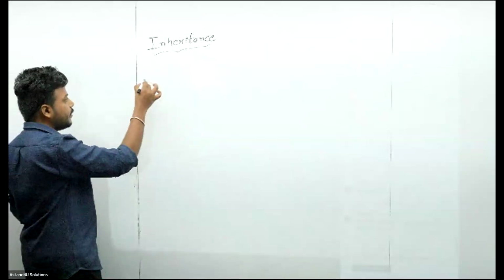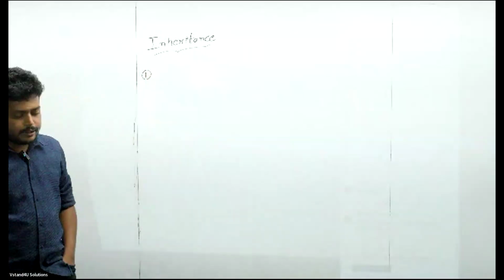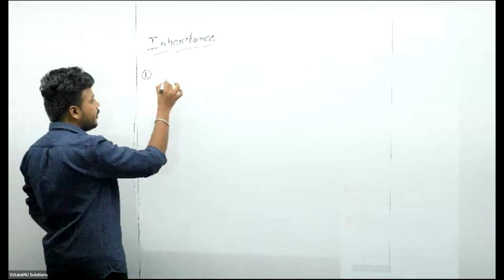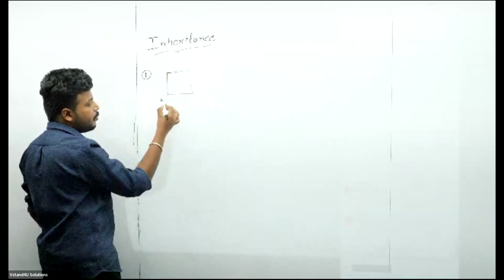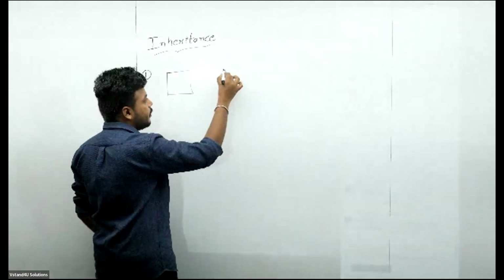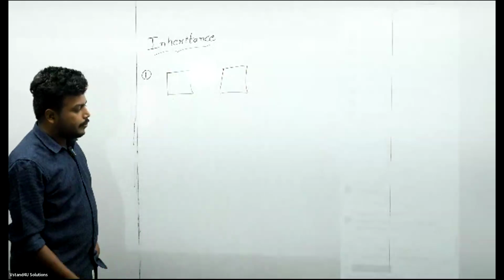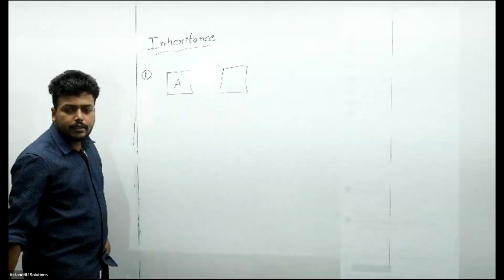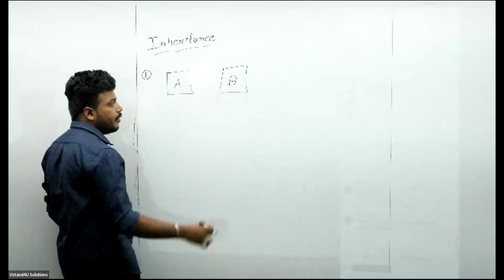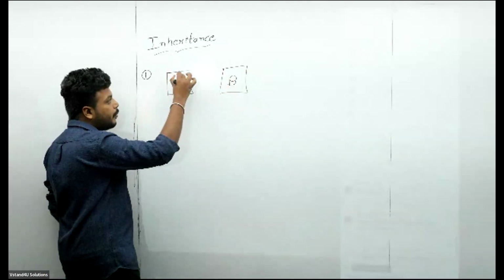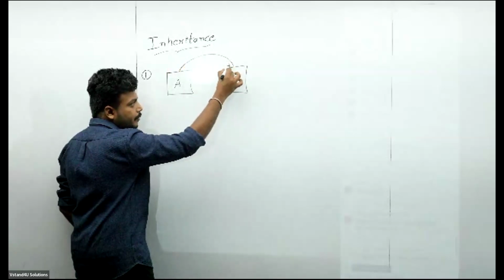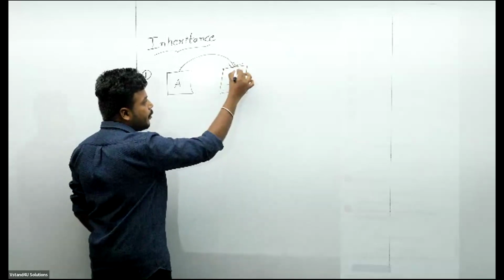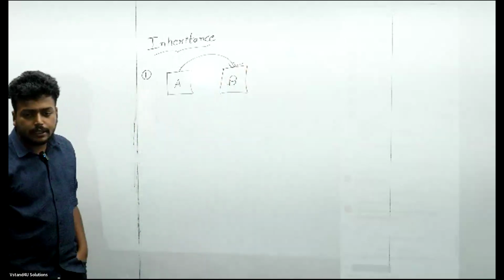What is inheritance? Any idea? There are two classes: one is a superclass, another one is a subclass. I will call the first class A and the second class B. Class A is giving the properties to class B, and class B is accepting and acquiring the properties of class A. This is called inheritance.